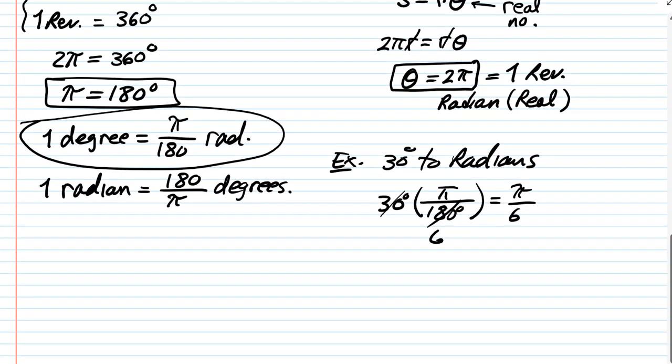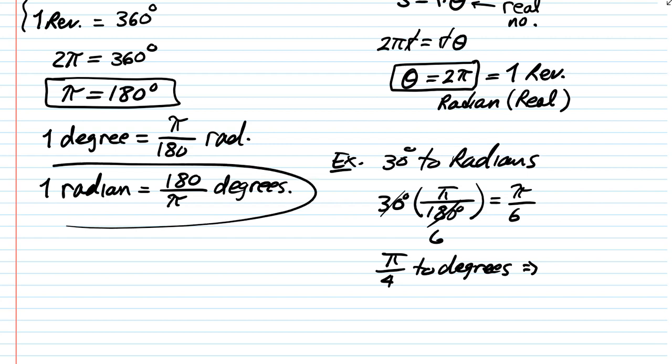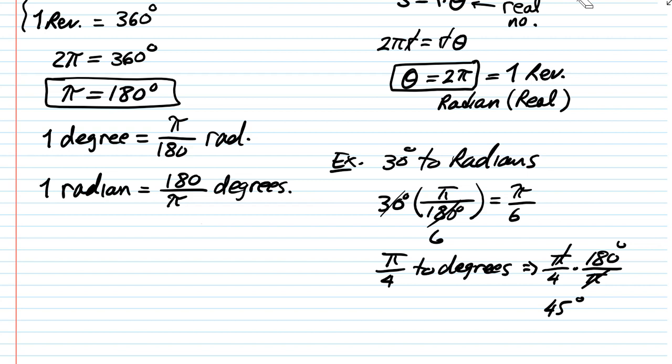Okay. And we can convert radians to degrees. So for example, let's say I want to convert pi over 4 to degrees. To convert to degrees, I'm going to have to use the conversion 180 over pi. So I'm going to go pi over 4 times 180 divided by pi. Pi is crossed out. 180 by 4 is 45 degrees. Okay, and so there you go. That's the conversion between the two.